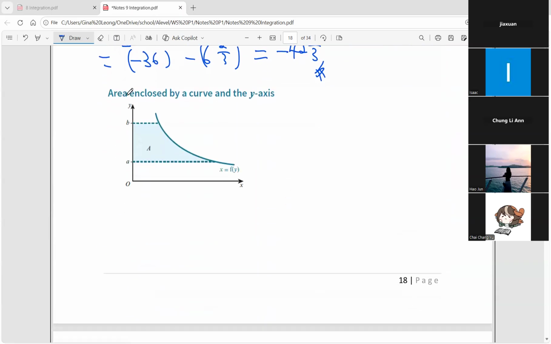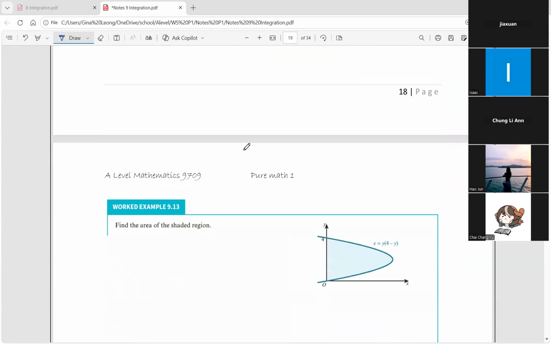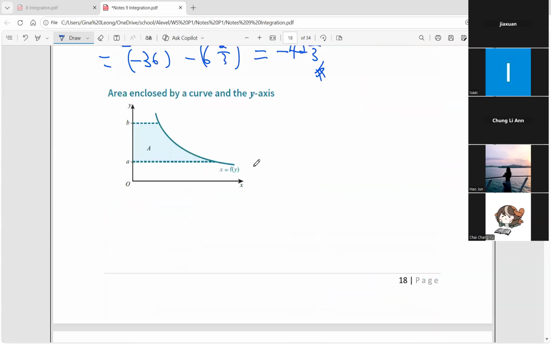If let's say you have the area which the line is touching the y-axis, that means now I need to change already. I have to use dy, if you remember what I said just now. So when you have the y value and you integrate it, you will get b to a. The x equal to f(y), for example x equal to 2y squared. So this one you have to use this thing.